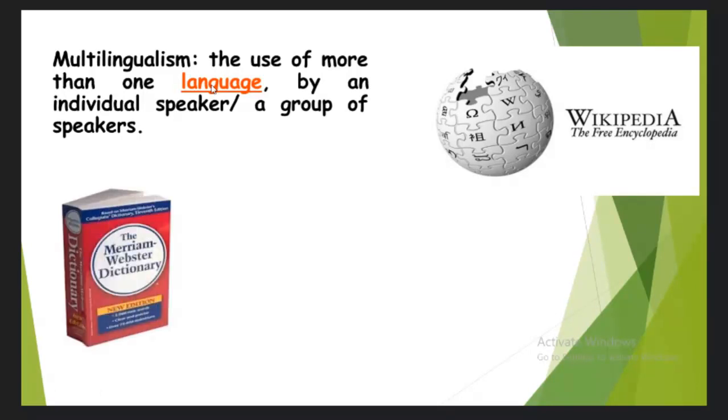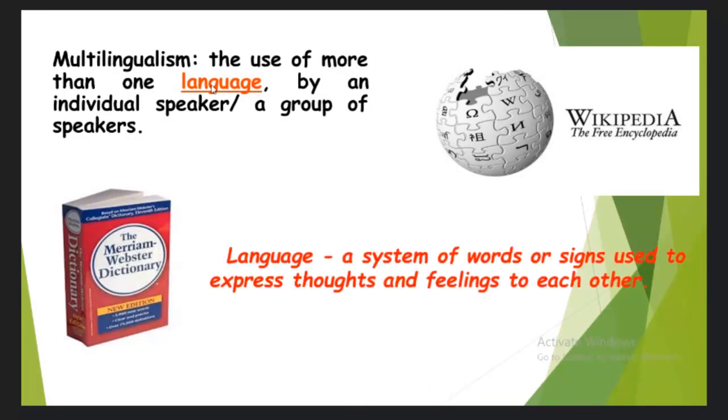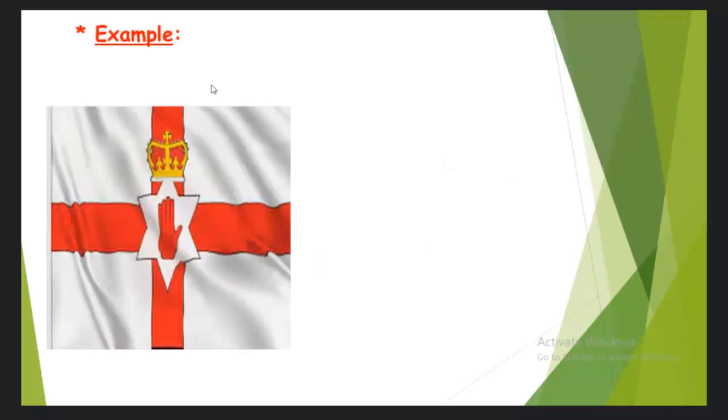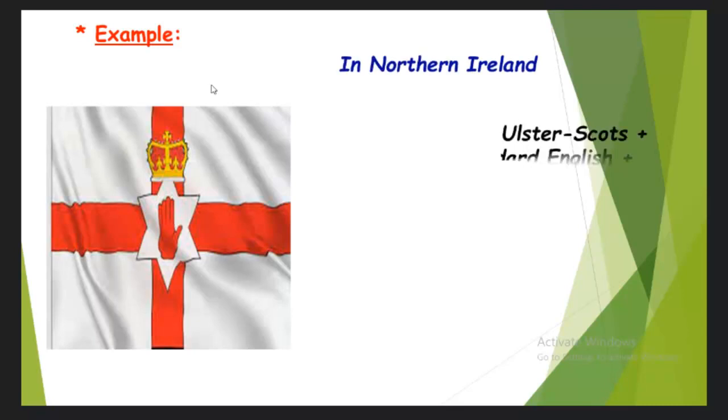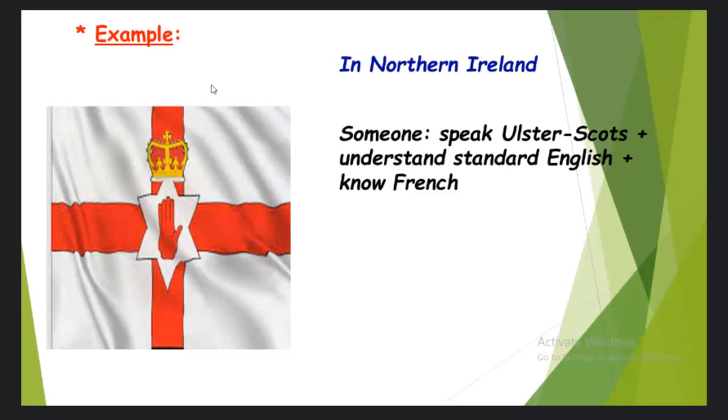According to the Merriam-Webster dictionary, language is a system of words or signs that people use to express their thoughts and feelings to each other. So for example, here is an example about multilingualism in Northern Ireland, right? In Northern Ireland, if someone can speak a dialect of the language used in the others, and that person can understand the language and knows French, that person is considered multilingual.